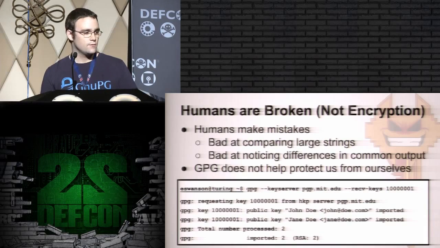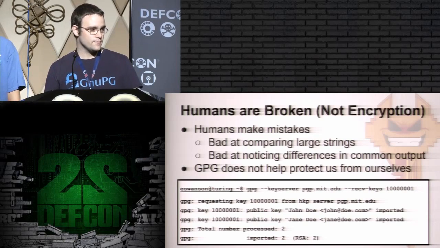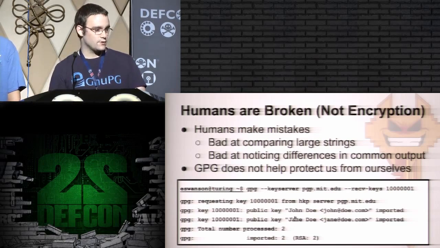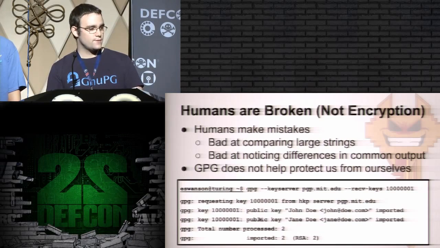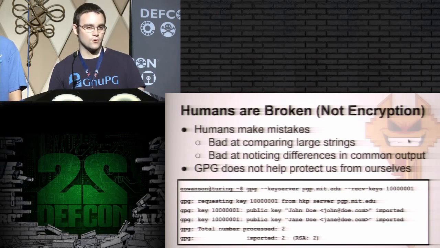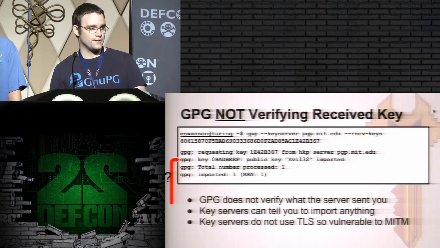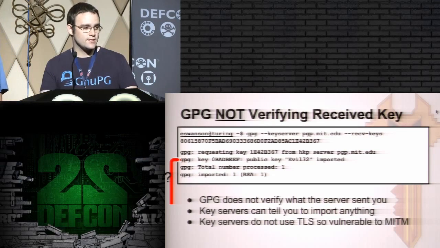Humans make mistakes. We're bad at comparing long strings, and we're particularly bad at noticing differences in output that we see often. So as you can see below, if you request the key with a short ID of 10000001 from the pgp.mit.edu key server, you will receive 2 keys back, one for John Doe and one for Jane Doe. But if you import keys frequently, you might not notice that you got 2 keys, and you might not notice that they were for 2 different people. But they're both in your key ring now. And GPG doesn't say anything to warn about this. It returns the same status code. Everything looks normal.